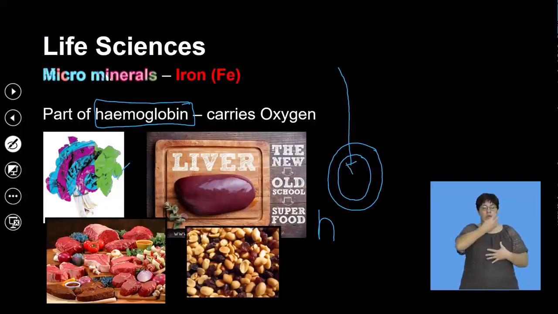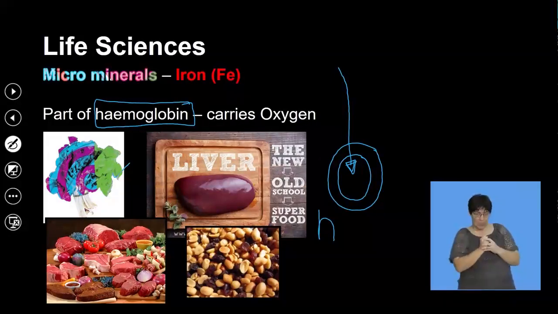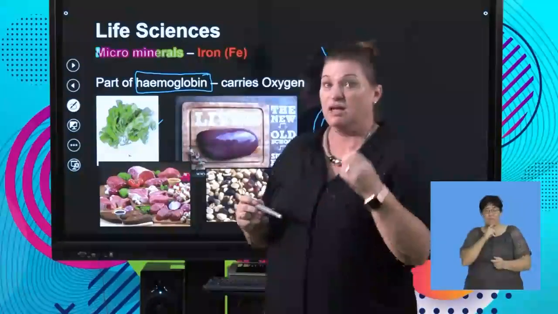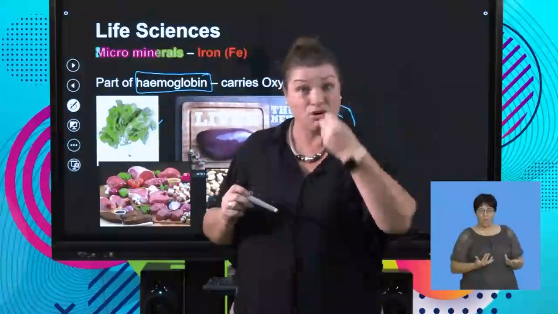Oxygen and hemoglobin are friends for life. So when we breathe in, oxygen goes into our body and it goes into our red blood cells. The iron takes it in. So if I do not have enough iron, then my red blood cells can't pick up oxygen.